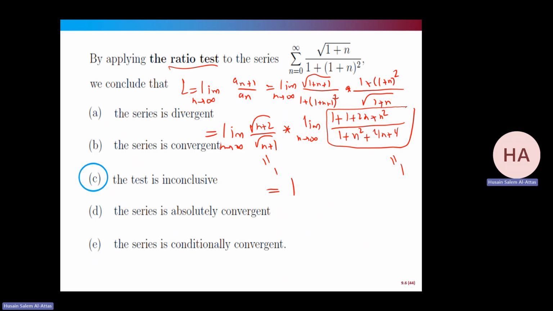Just look at this limit, square root of n plus 2. If you take the square root of n as a common factor, that will be the square root of 1 plus 2 over n. Cancel, so I have 1. So that this is inclusive. This is fair.